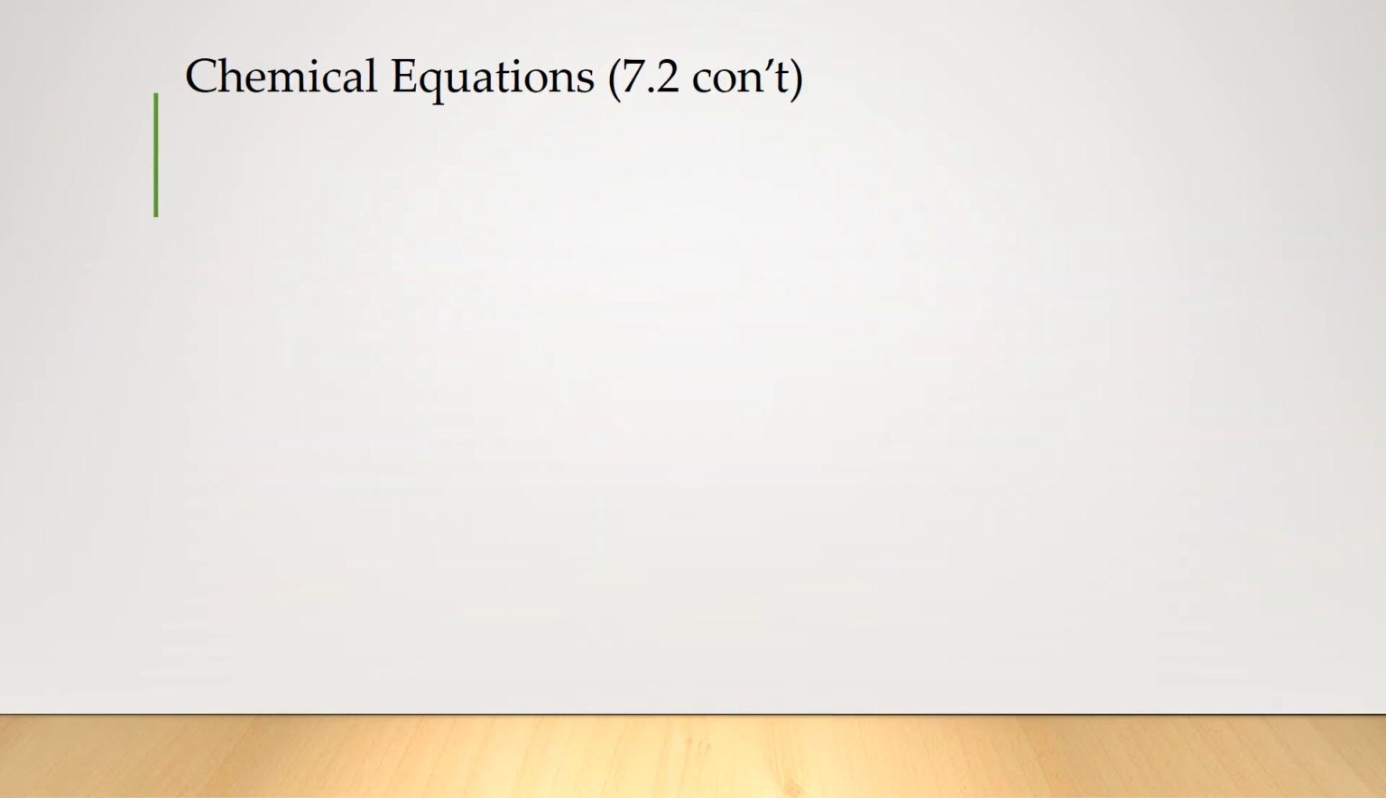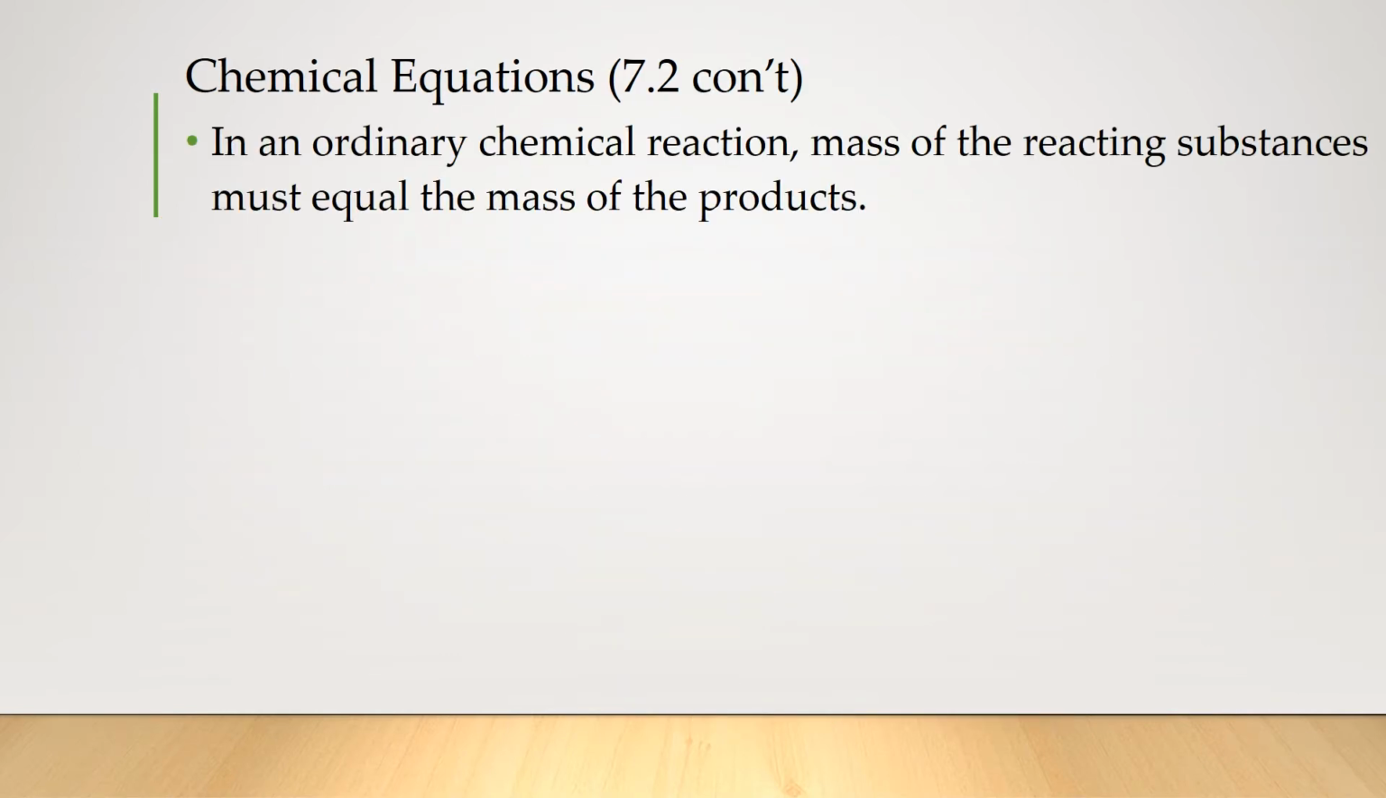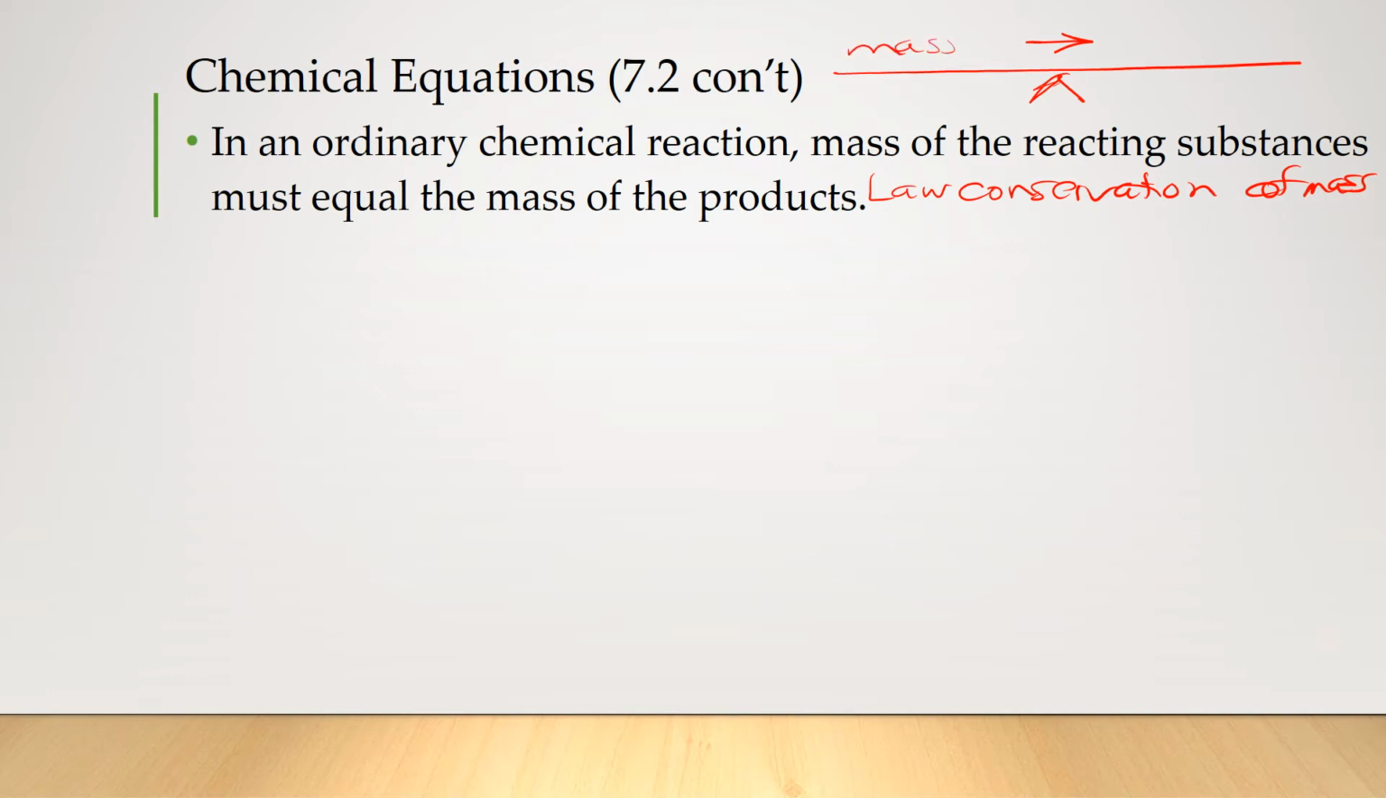In an ordinary chemical reaction, the mass of the reacting substances must equal the mass of the products. This is a way of saying the law of conservation of mass. Right? So you can sort of think of it like a teeter-totter, and that arrow is the middle of the teeter-totter. And so whatever stuff is on the left, the mass over here has to equal the mass over here.